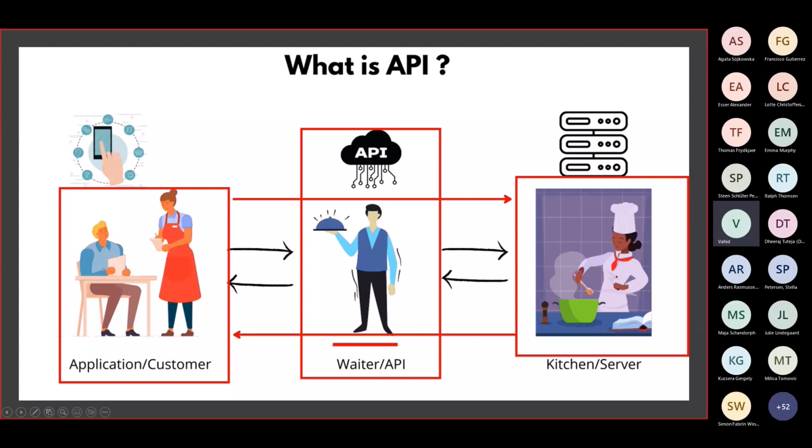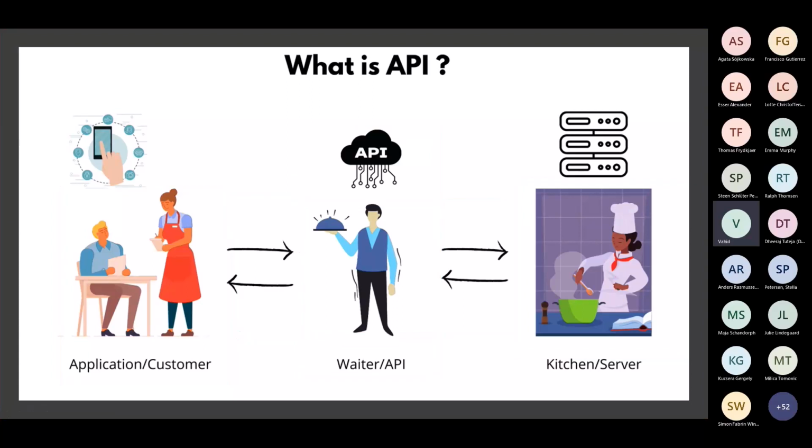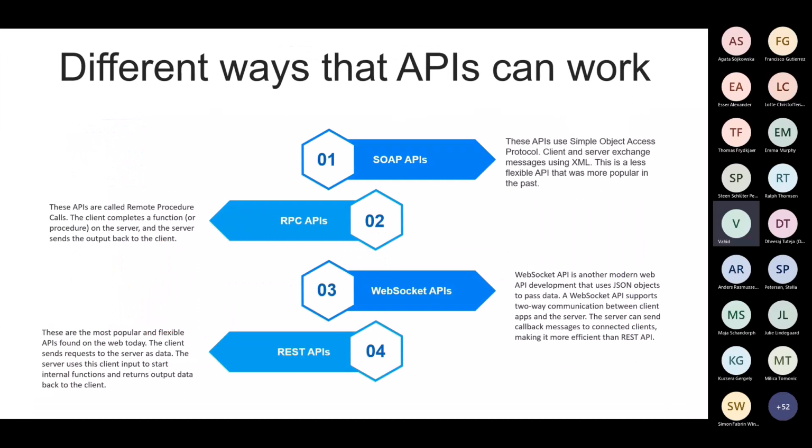We can customize a task easier, with flexible delivery of information and easier integration. I think this is much more clear than before. So we have four different ways that an API can work. First of all is the SOAP API. The second is remote procedure calls, or RPC APIs, then WebSockets APIs and REST APIs. But we want to focus on the REST APIs because Power BI has a REST API.